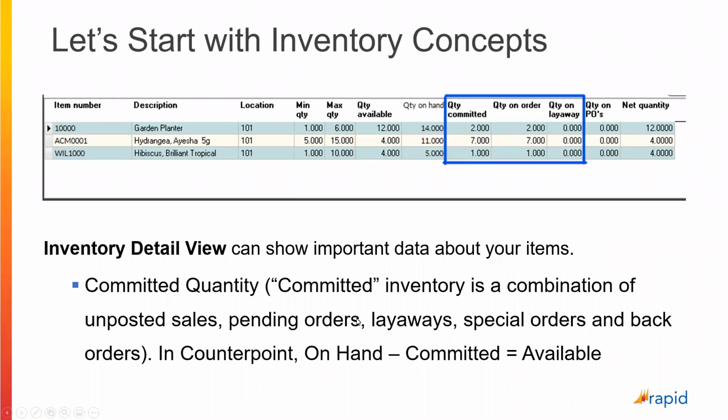That concept of committed inventory, as I said, is all of the things that are unposted: pending orders, layaways, special orders, and back orders. The formula in Counterpoint is on hand minus committed equals available.